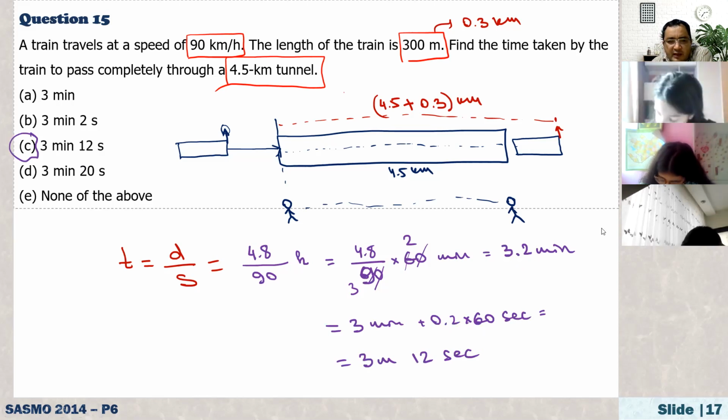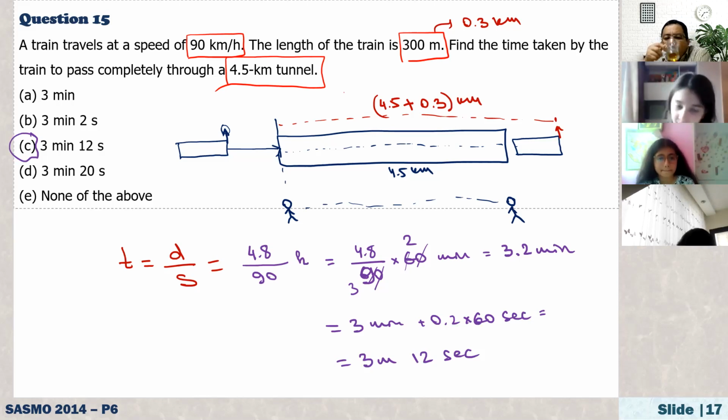Nigar, how did you get D? Leila, how did you get D? How did you get 20 seconds? Elmira, did you solve it like this or a different way? How did it convert minutes into seconds? No, I just solved in a different way. How did you solve it?